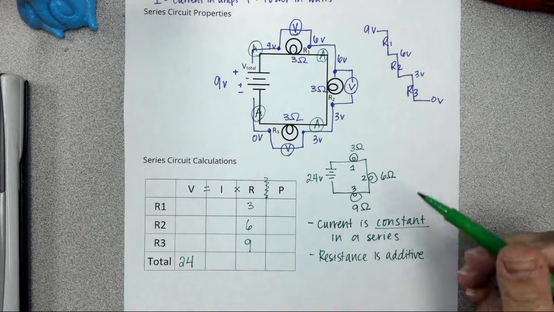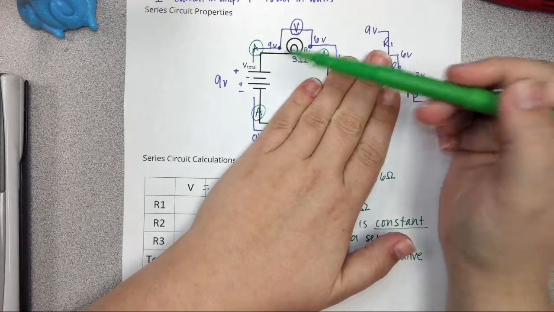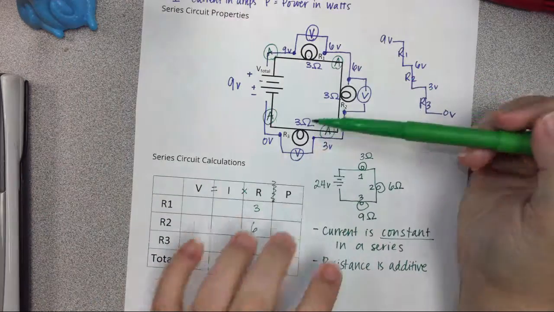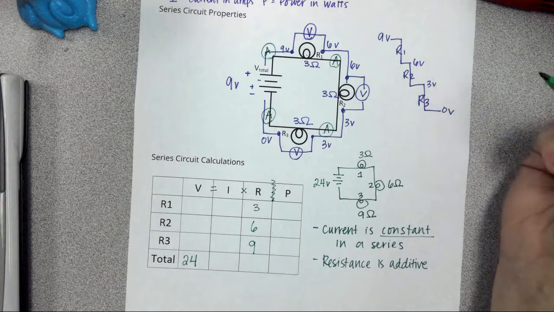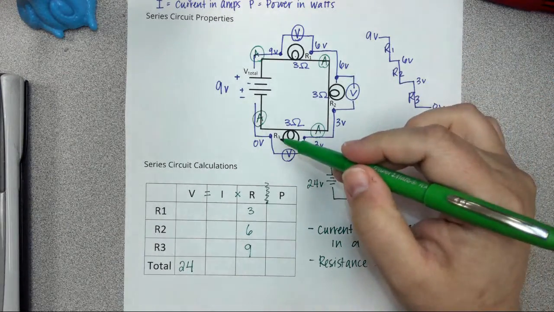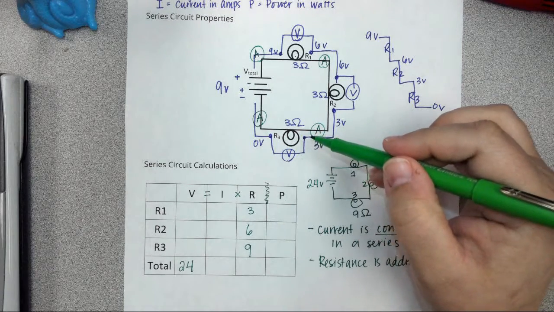Okay, when we built our circuits, we saw that if we just had one light bulb, it was bright. If we had 2 light bulbs, it wasn't as bright. And if it had 3 light bulbs, it was dim and sometimes we couldn't even see it. That's because as we add resistors, the total resistance of the circuit goes up.